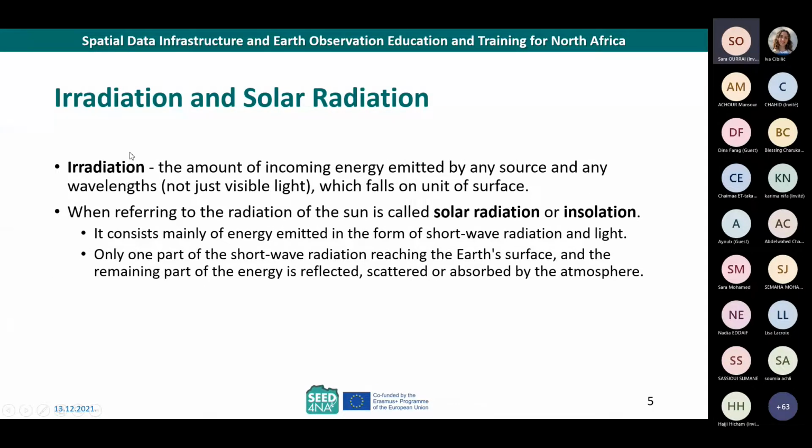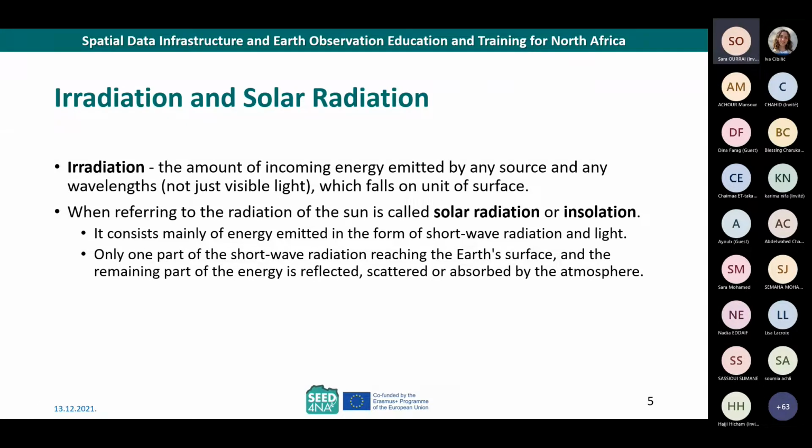So what is irradiation? Irradiation and solar radiation. Irradiation is the energy or radiation from any source: the amount of incoming energy emitted by any source, at any wavelength, which falls on a unit of surface.